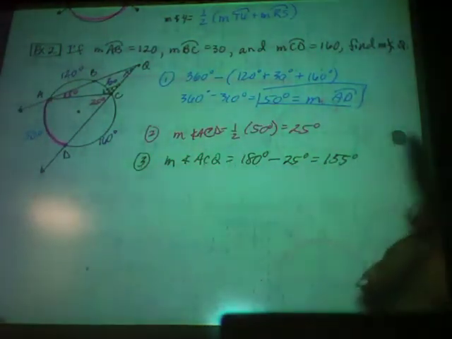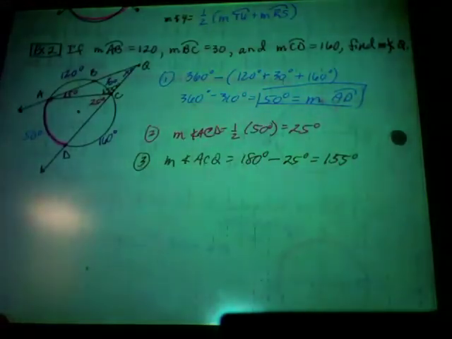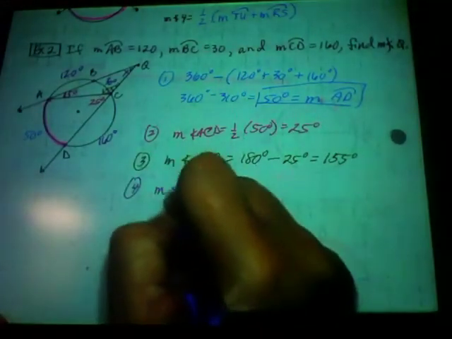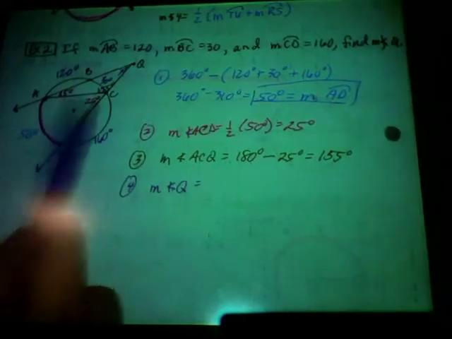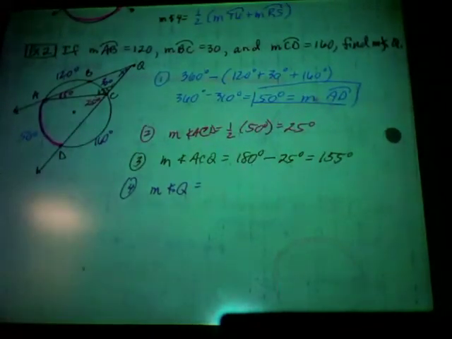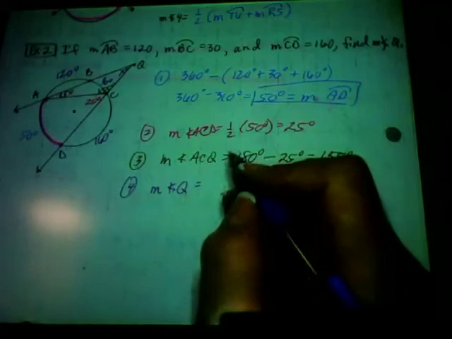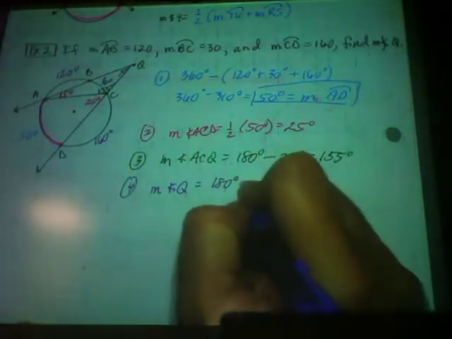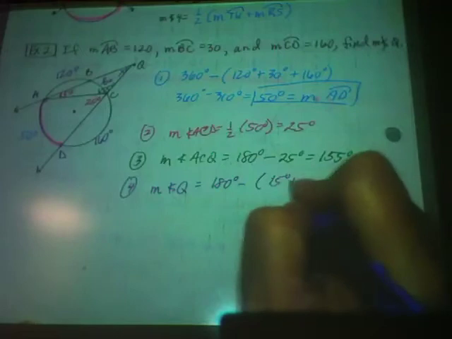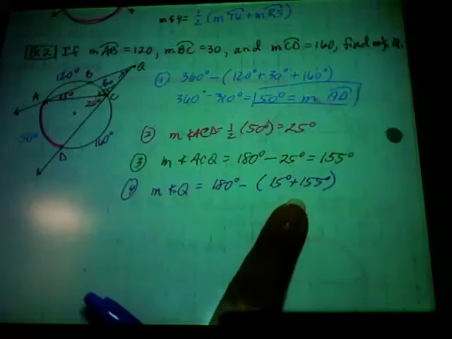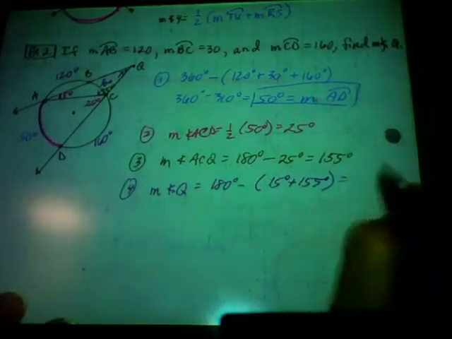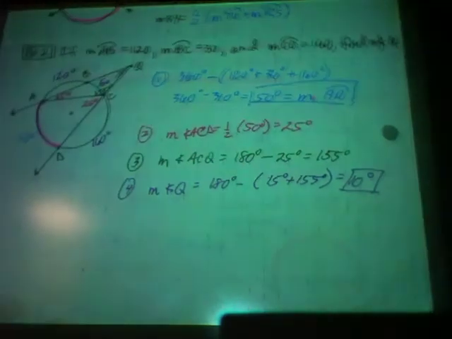Now how do I find X? Angle Q. Angle Q is part of that triangle. How are you going to find it? You know this measures 15. You know this measures 155. How do you find the missing angle? Surely you can answer that question. Seth? Okay, so 180 minus the sum of 15 degrees plus 155. So this is 170 here, right? What's left over? 10 degrees. So angle Q turns out to be 10 degrees.